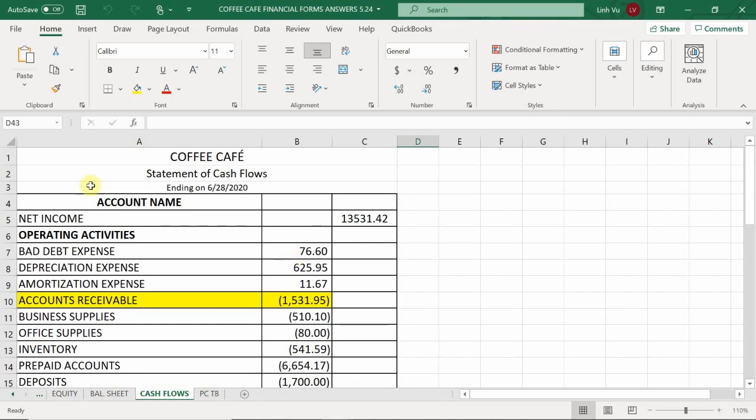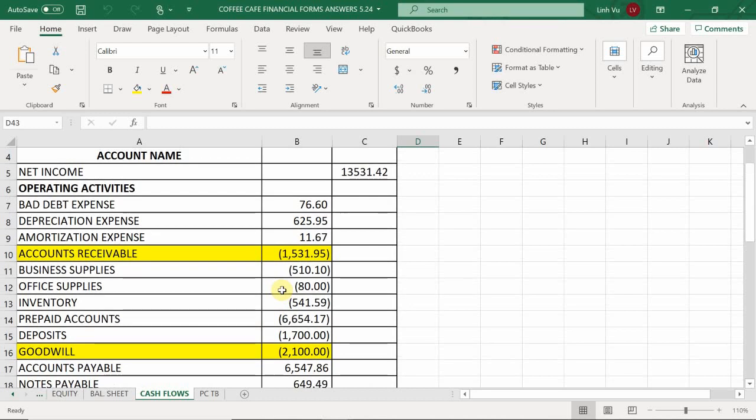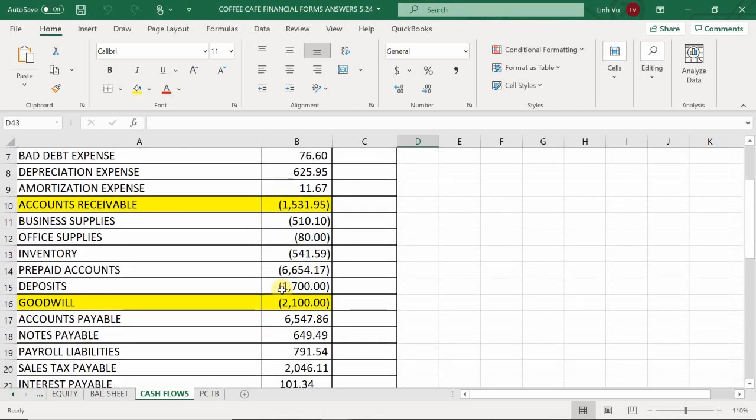Can you please repeat the correction so I can make a note on the side? You said the accounts receivable is what? The unadjusted amount. Before we took the bad debt out. And then the goodwill. The goodwill is at historical cost, which is $2,100. Okay, thank you.